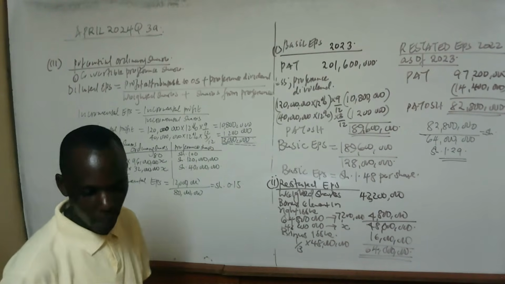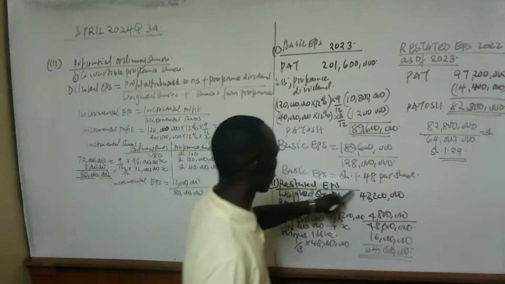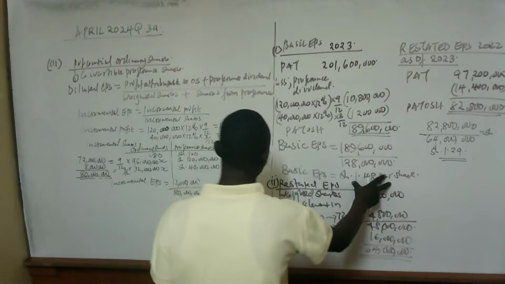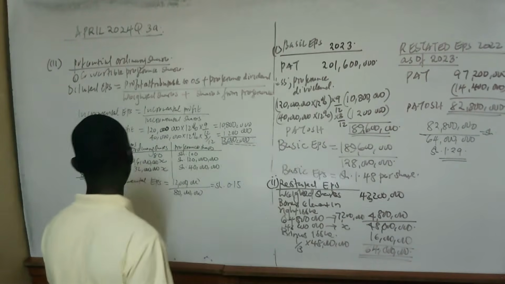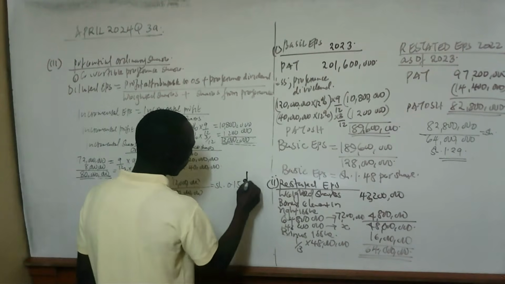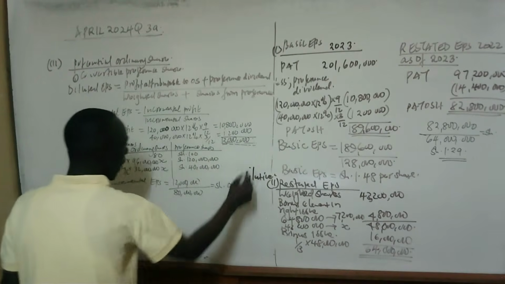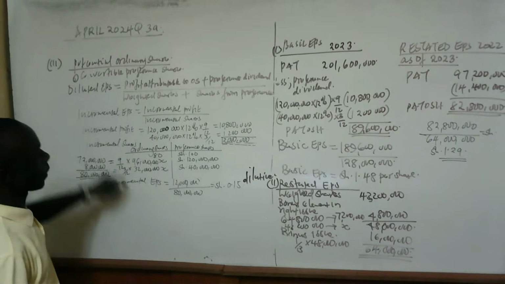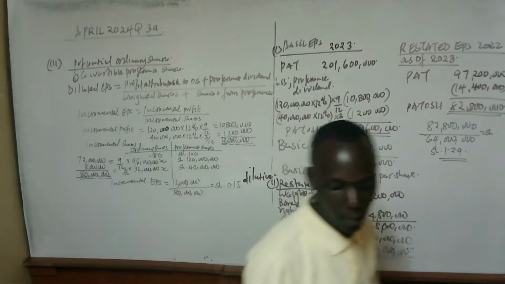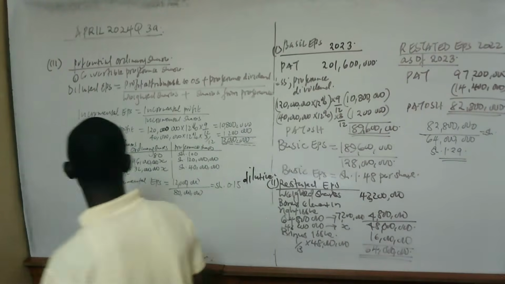Then you compare with the basic EPS. The basic EPS was 1.48, meaning the basic EPS is more than the incremental EPS. Therefore, we talk about dilutive. And when computing the diluted EPS, we only include dilutive EPSs.